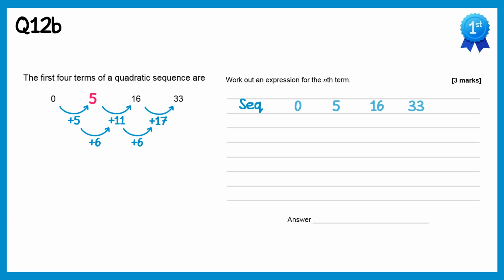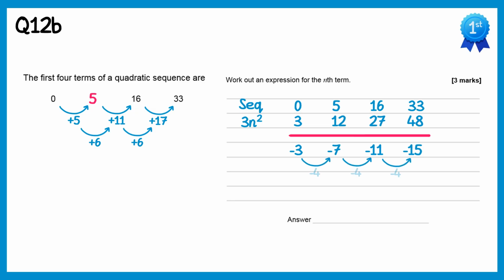So if we write the sequence out, and then underneath this write 3n squared, and work out those numbers, if you subtract both of these you'll get the linear part, so we end up with this sequence, and to find the nth term of this isn't too hard. The difference is take away 4, so it's a -4n sequence, but we're starting at -3 not -4, so you need to add 1. If you combine the 3n squared and -4n plus 1, you'll get the nth term, 3n squared take away 4n plus 1.